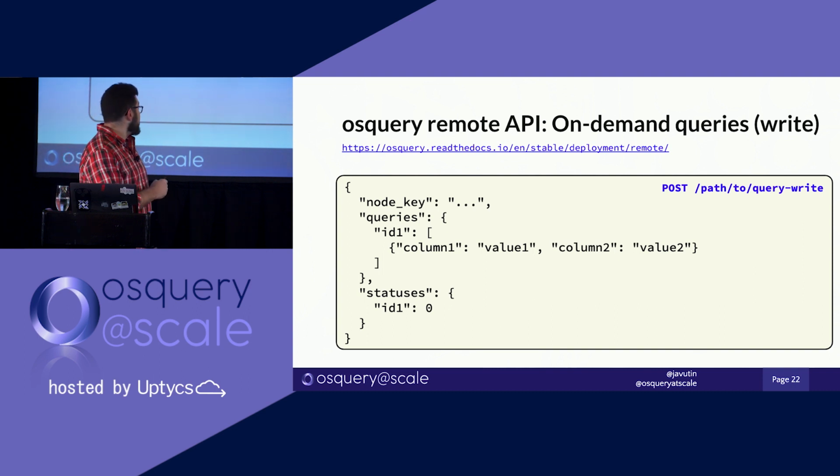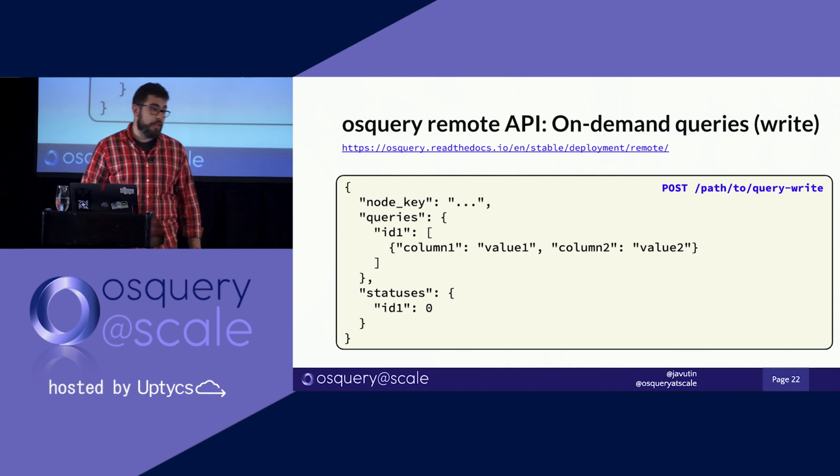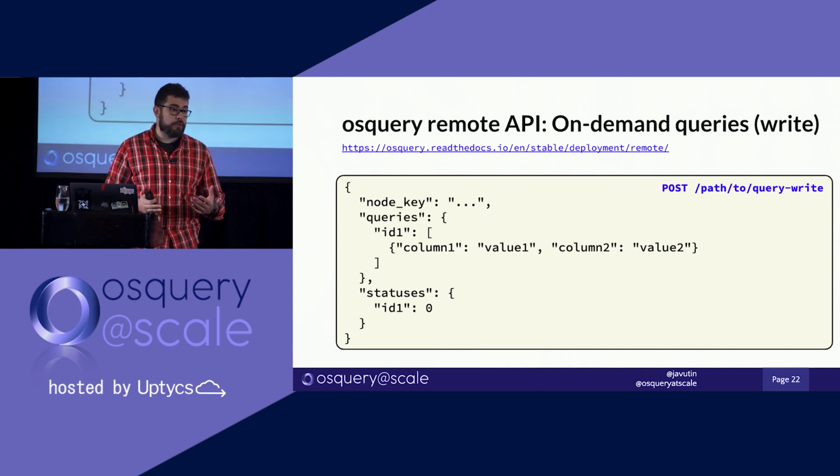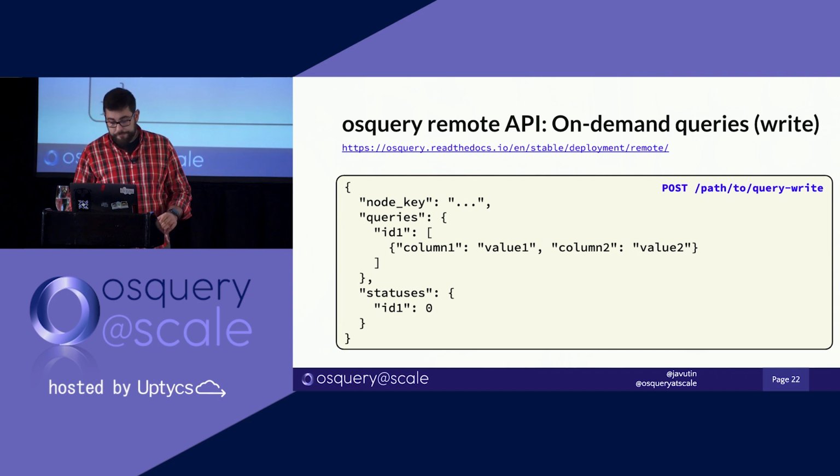It will take the node key that we've been using in the whole process. It will just give you the results of each of the queries using the ID that your TLS endpoint submitted to the client. And it will tell what is the actual status of execution of that query. So if something isn't 0, then obviously something went wrong, and then you might want to look at the status logs to see what exactly broke, because that query had a problem and it wasn't able to run that query.